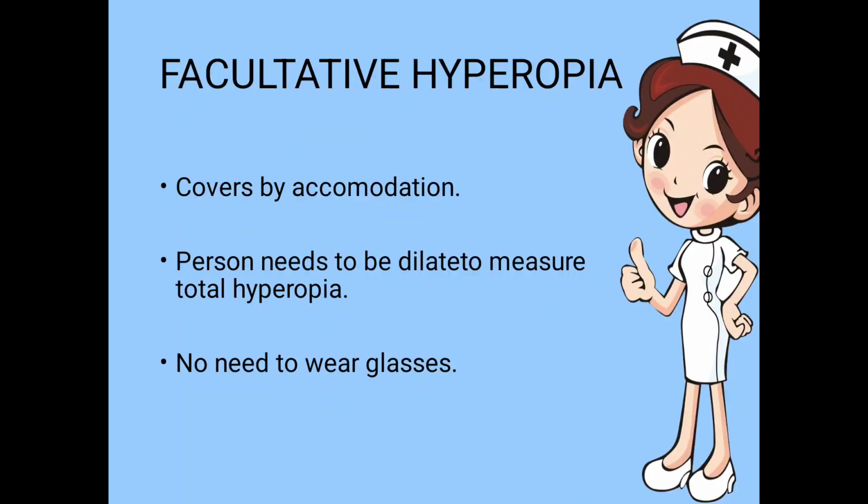We will stretch our eyes and accommodate while looking at nearby distances mostly, and we can also use it for distance. Sometimes a person needs to be dilated to measure the total hyperopia, so we will find out the total hyperopia in a dilated condition. But it gets covered by the accommodation if it is facultative hyperopia, so there is no need to wear any kind of glasses.